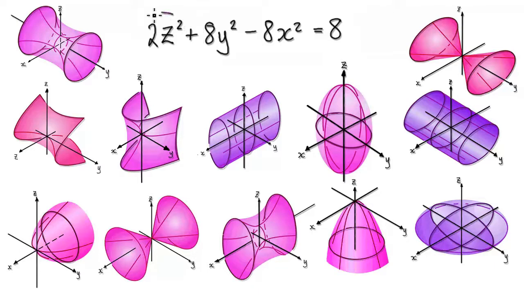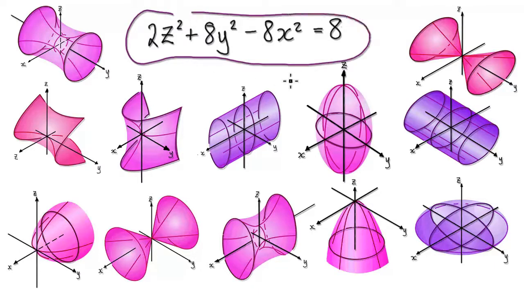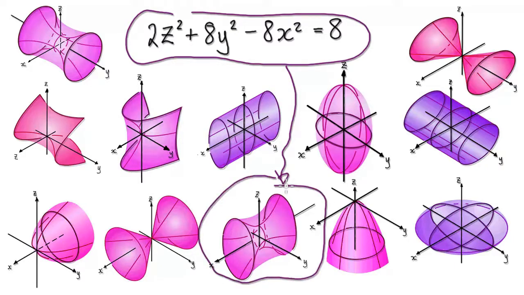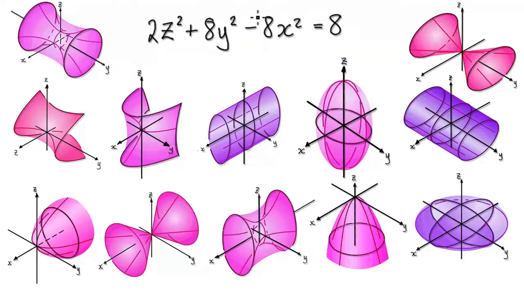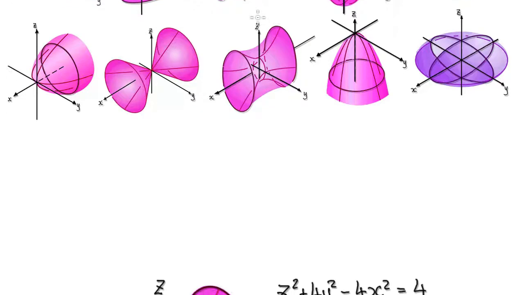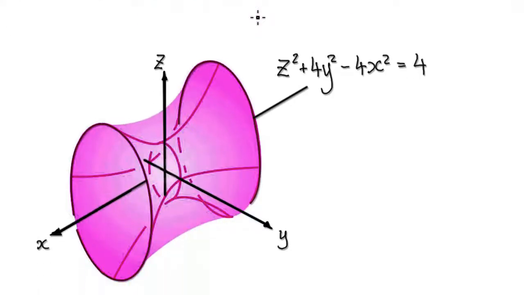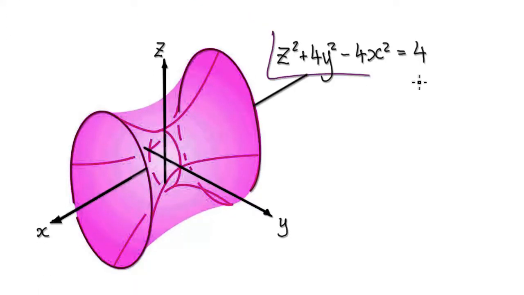Okay, so this equation here will generate this surface here. So let's try and understand why. So let's divide everything by 2. So this whole thing here will become slightly simpler. It will become this, slightly simpler.